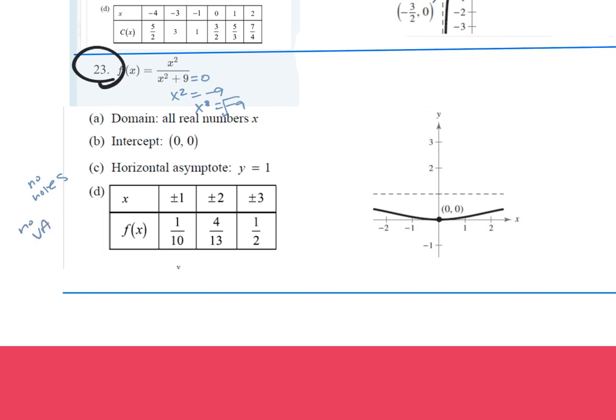And then horizontal asymptotes, we look at the exponents in the top and the bottom. They're the same, so this is the leading coefficient scenario. So y equals 1 over 1, which is 1. To find your intercepts, I would plug 0 in for x, and I would get 0. And then I would set my numerator equal to 0, and it would be 0.